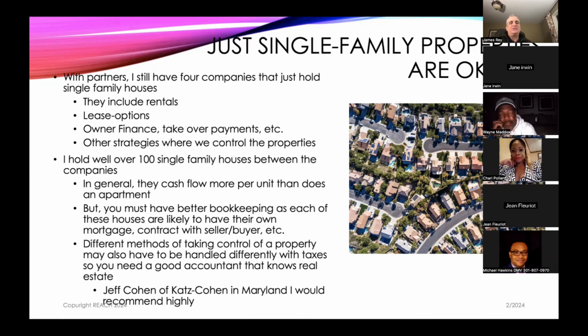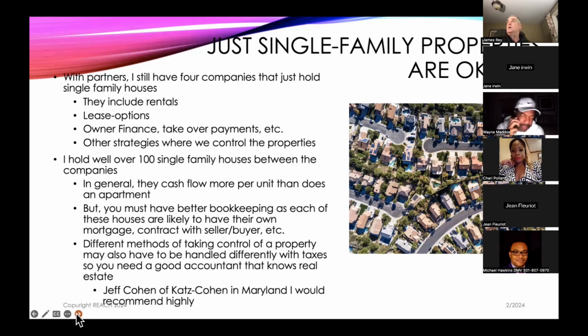And in terms of your taxes, you do need to have a good accountant. And I guess she mentions him here, Jeff Cohen, who's up in Reisterstown, who's phenomenal. He's done a bunch of our properties, continues to do an amazing, amazing job. But there's lots of different tax strategies you can use when you're buying single family properties under a lot of these different strategies.